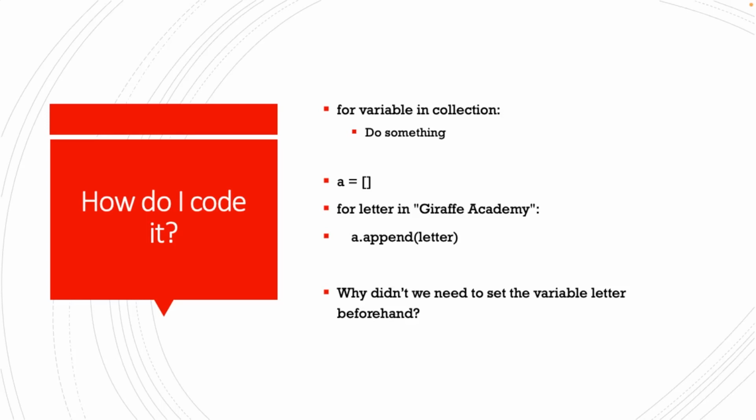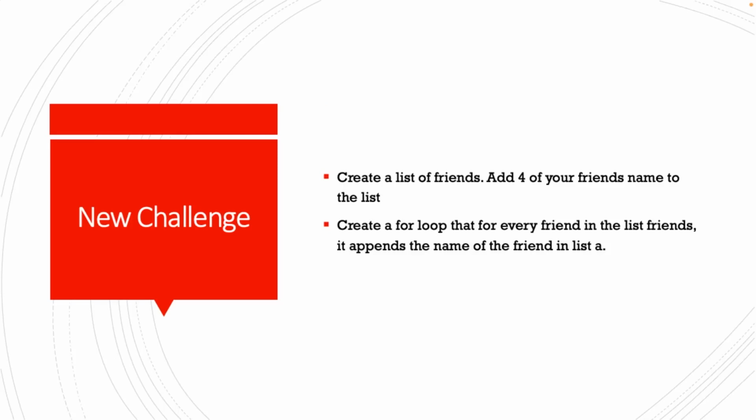Next. Right, let's see how we do it. I want you to create a list of friends and add four of your friends' names to the list. Add four people you wish you had as friends on the list. Sad existence. Just go on Facebook, whoever you've been stalking, just add their names there, whatever. And create a for loop that for every friend in the list of friends, it appends the name of the friend to list A.